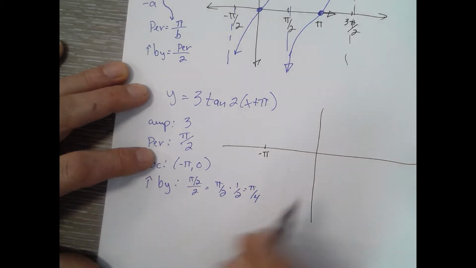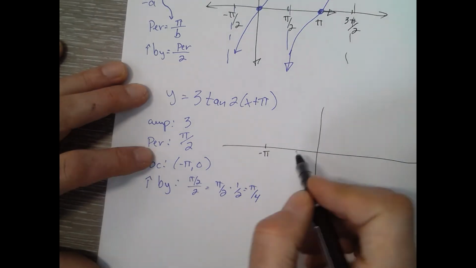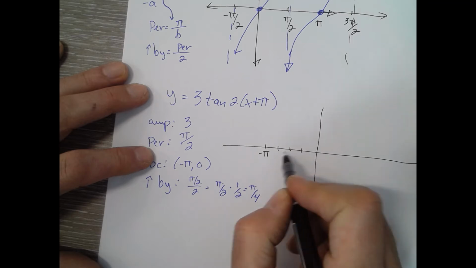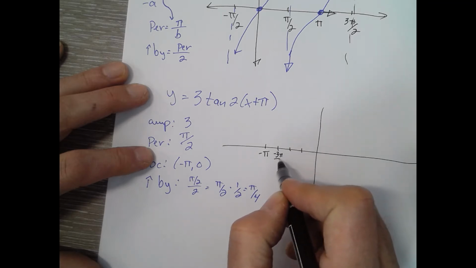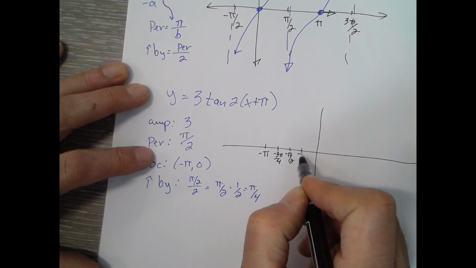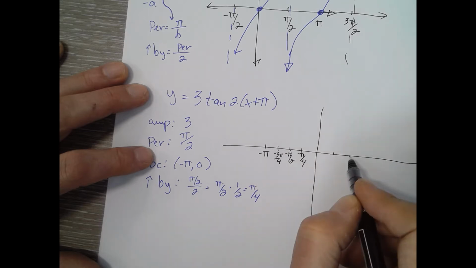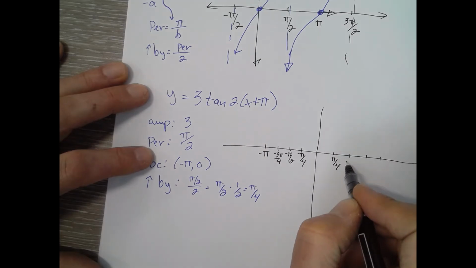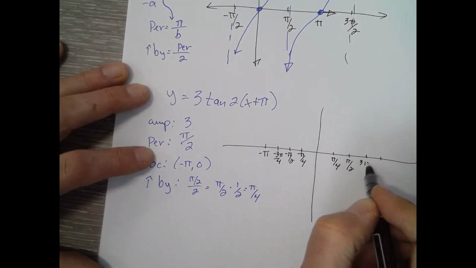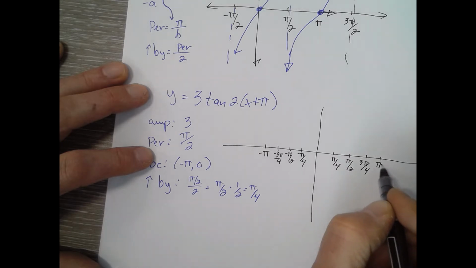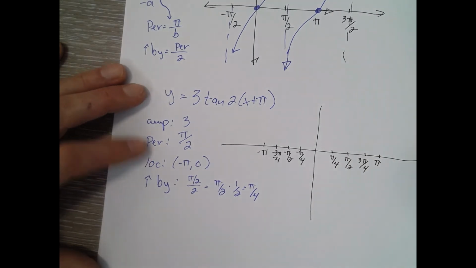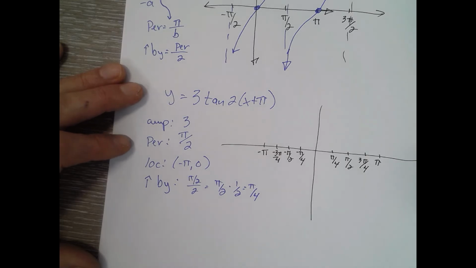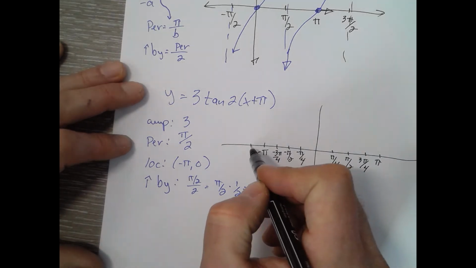We're going up by pi over 4, or 1/4 pi. So that's negative 3 pi over 4, negative pi over 2, negative pi over 4. I'll keep going. So that's pi over 4, pi over 2, 3 pi over 4. That's plenty. Your x-axis should be labeled in increments of pi over 4. My locator is negative pi, 0, so I actually need one more on the other side.